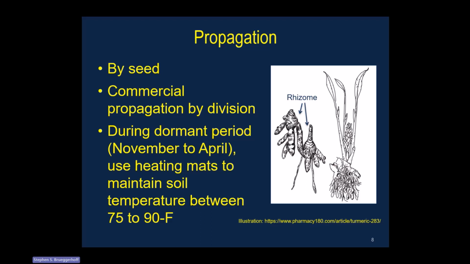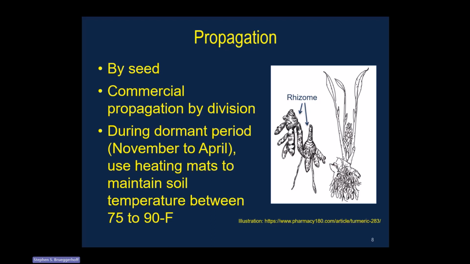When we're propagating by division, it's best to do this during the dormant period, and that could be anywhere between now and April. If you're going to do this, though, I would suggest adding heating mats to the equation. You want to maintain soil temperature between 75 to 90 degrees to keep these plants active and growing successfully.